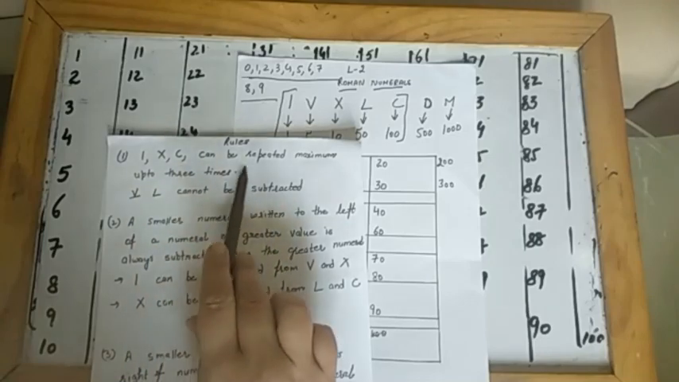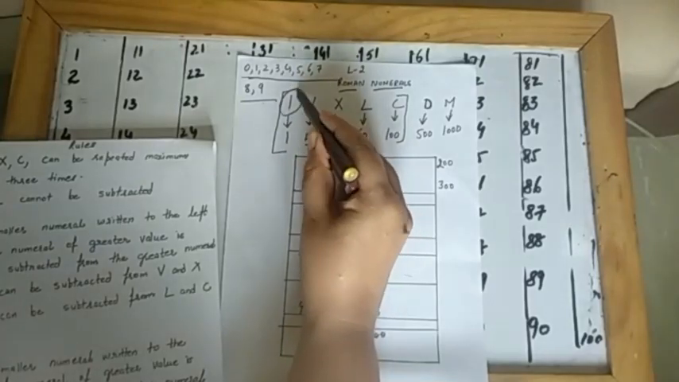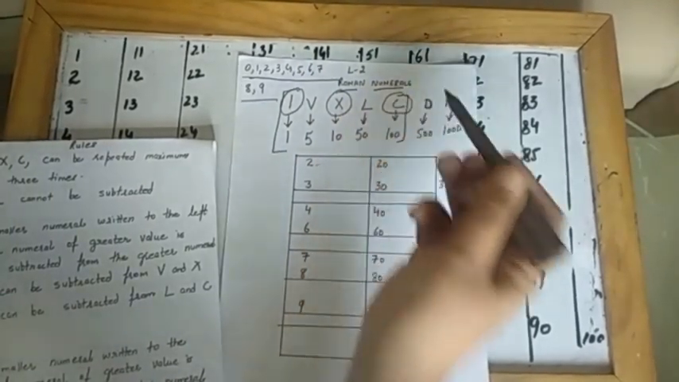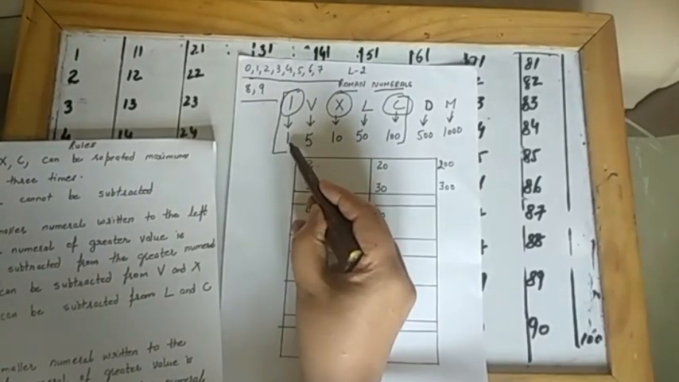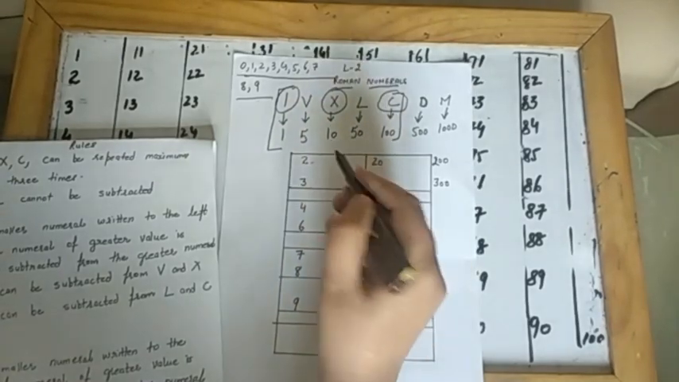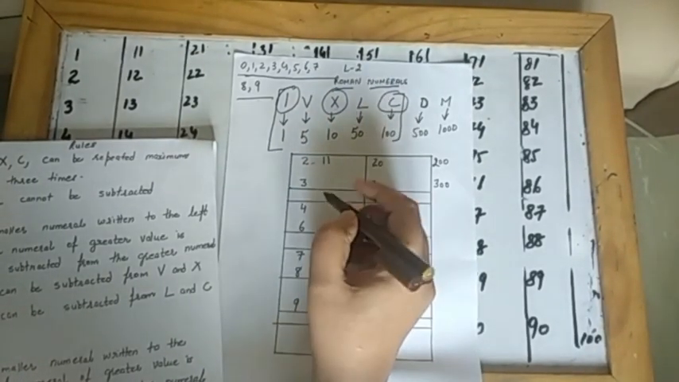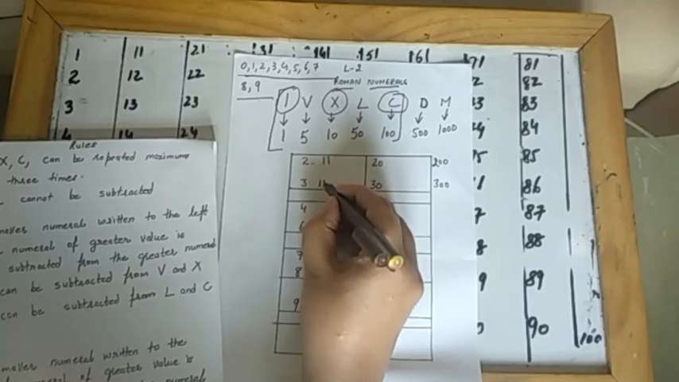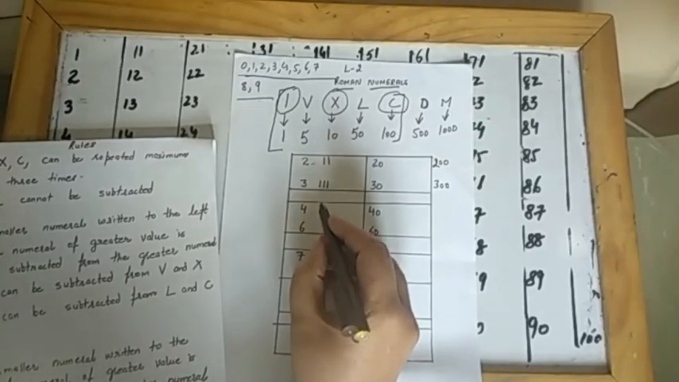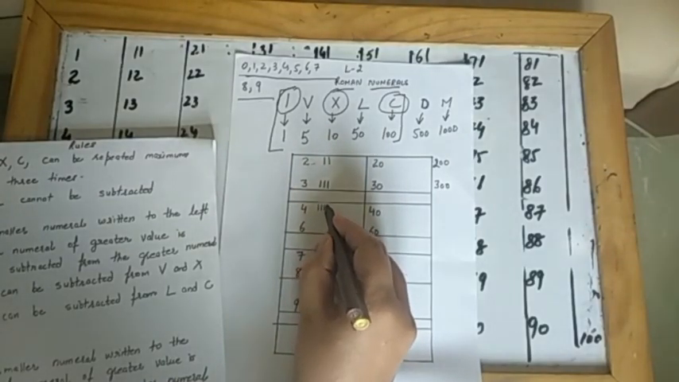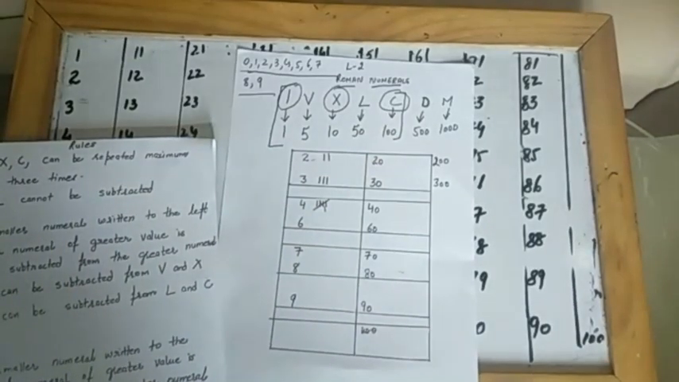They say the letters I, X and C can be repeated maximum up to 3 times. If I write I once, it means 1, if I repeat it 2 times, it becomes 2, and if I repeat it 3 times, it becomes 3. Now I cannot repeat this more than 3 times. I cannot write 4 like this. That will be wrong.